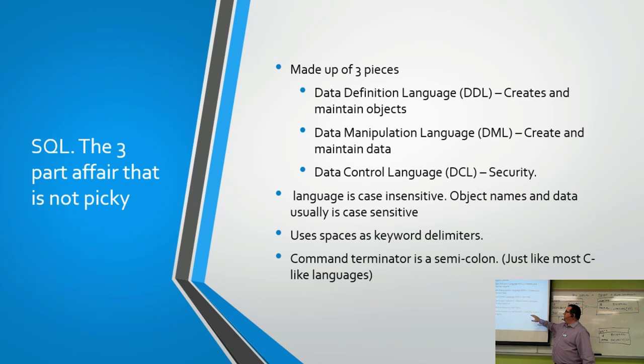The command terminator is a semicolon, just so you know. This is something you should be aware of by now because you're learning to program in Java. What do you put at the end of your command in Java? What do you put at the end of your SQL command? Semicolon. It's just like most C-like languages. Now, SQL is kind of weird because if you issue just one command, it doesn't need the semicolon because it's only one command. You need the semicolon when you issue more than one command. Just putting it out there.